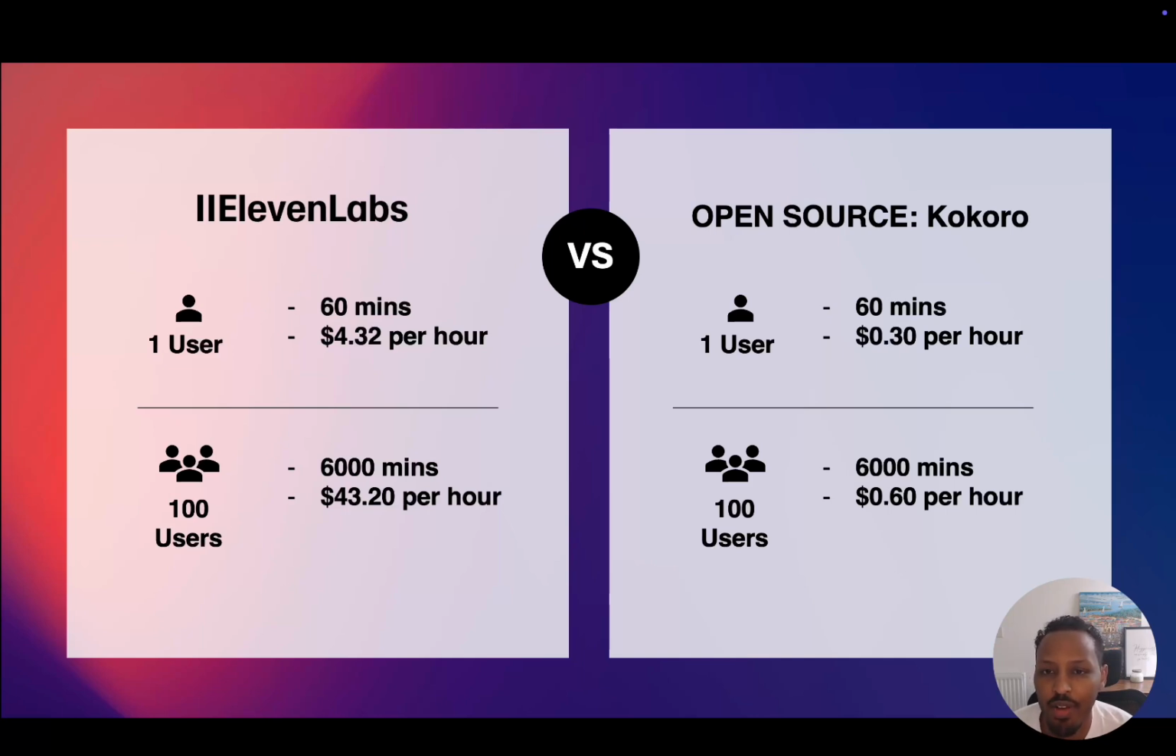So on average with 11 Labs, you're looking at over $4 per hour for one user if you're hosting this and you're trying to run this for 60 minutes. If it's 6,000 minutes, it really adds up for 100 users. That's about $43 an hour that you're going to have to spend with 11 Labs.